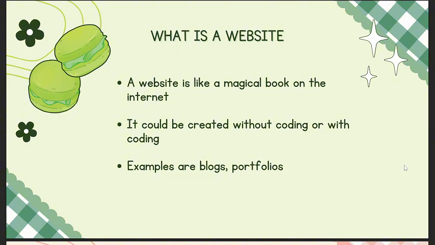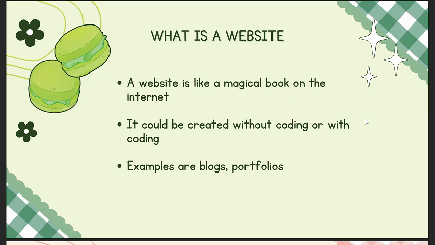So what is a website? A website is like a magical book on the internet. A website can be created without coding or with coding. It's just like a book. Let's say your internet is a big library online. So a website is a book that you place in that library. It will be created with coding or without coding.